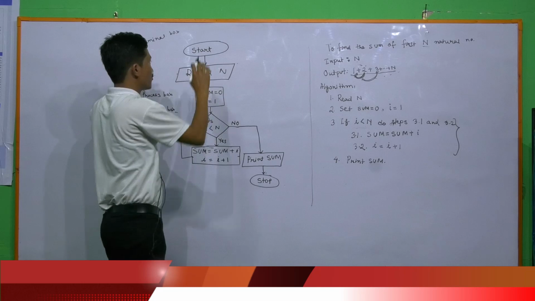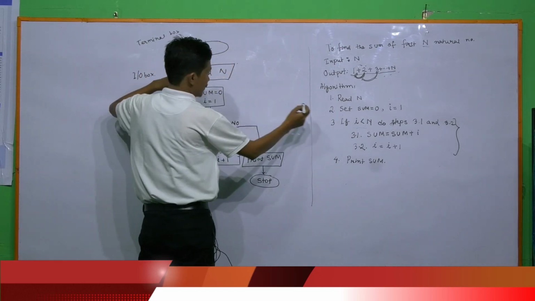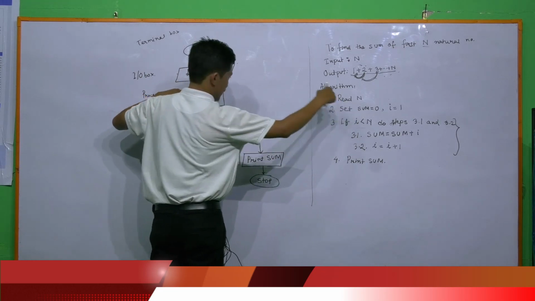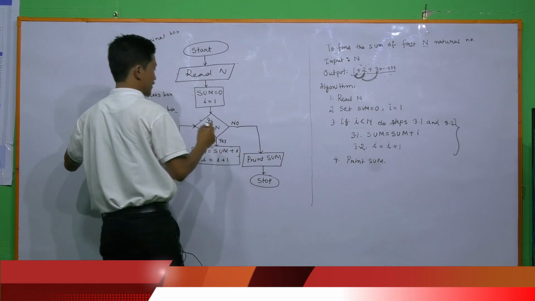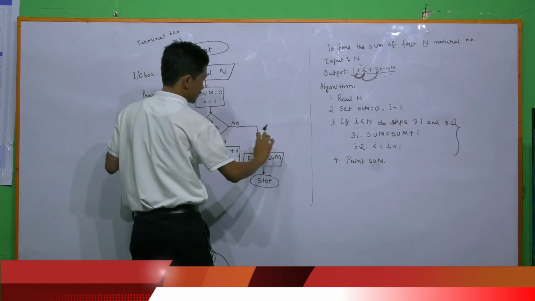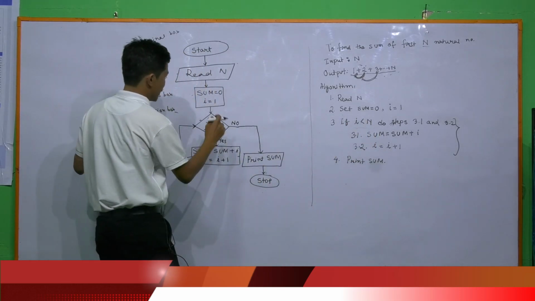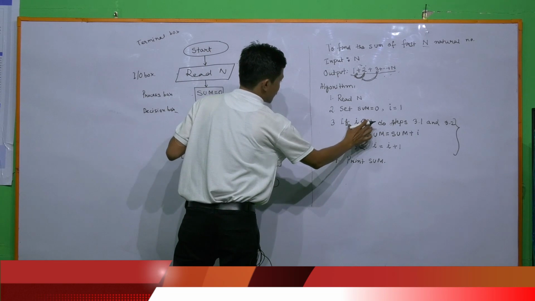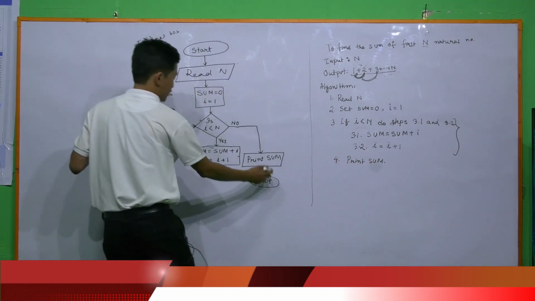Here the flow chart has started. After that we have to read the n, and then we have to initialize the value of sum and the value of I to 0 and 1 respectively. After that we have to check this condition. If this condition holds, then these two steps should be executed here. And if this condition is wrong, then we have to print the sum and stop the execution.